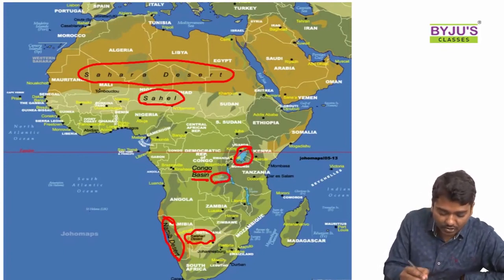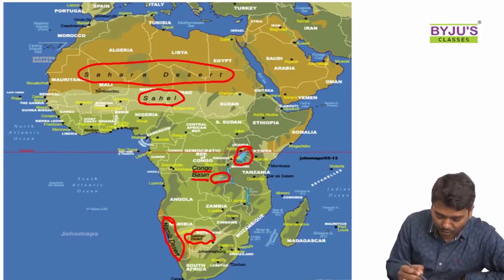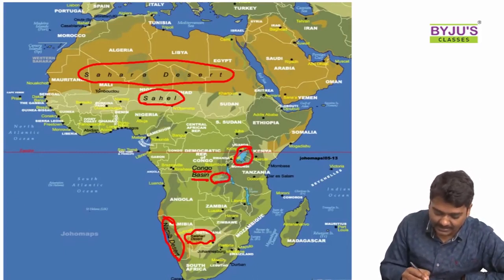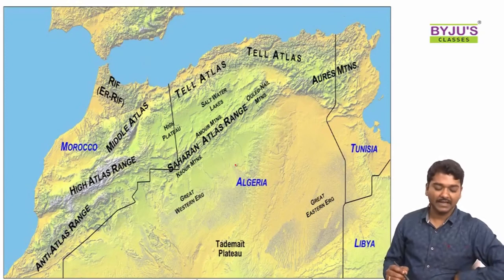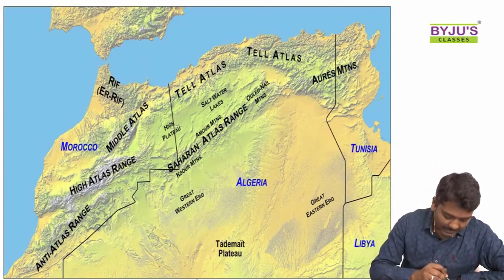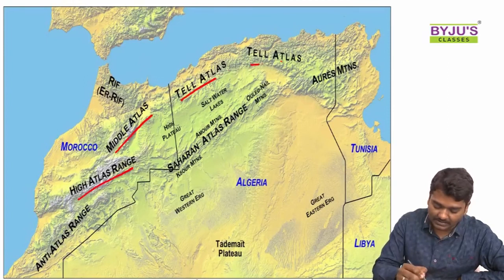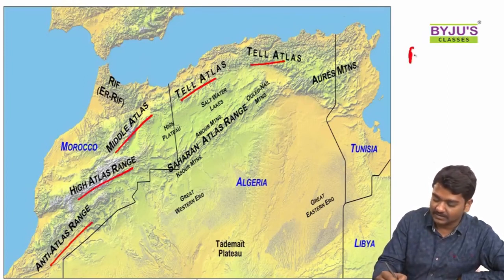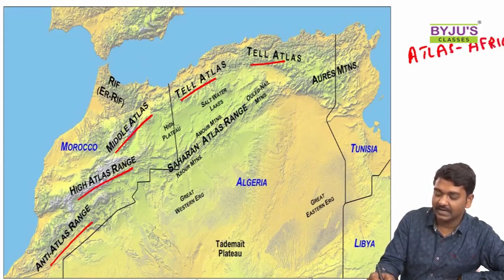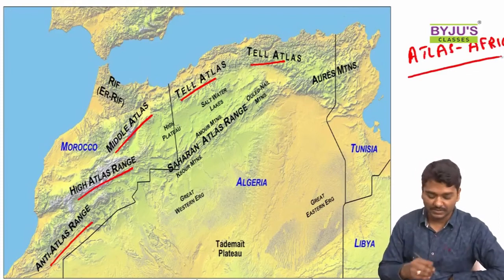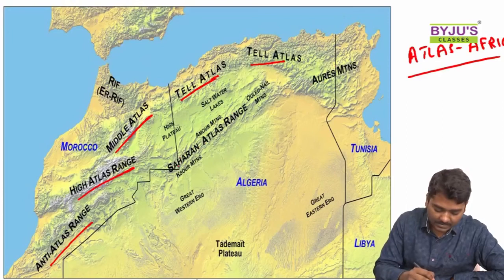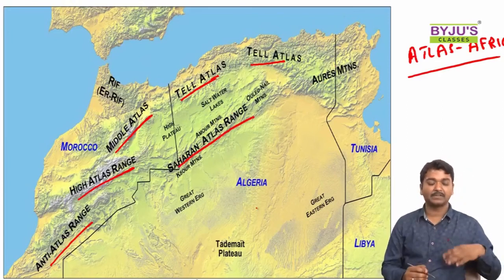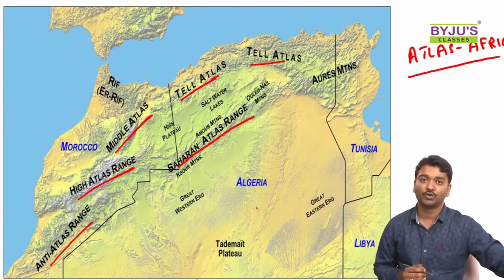This is important. Sahara Desert, Sahel, Congo Basin, Namib Desert, Kalahari Desert, then Lake Victoria and Tanganyika are important. Let us take these mountains. Atlas Range. UPSC had asked whether the Atlas is present in Africa, whether it is correctly matched or not, you need to answer it. So this is important. Atlas Range, Saharan Atlas Range, all of these are present in the northern portion of Africa.